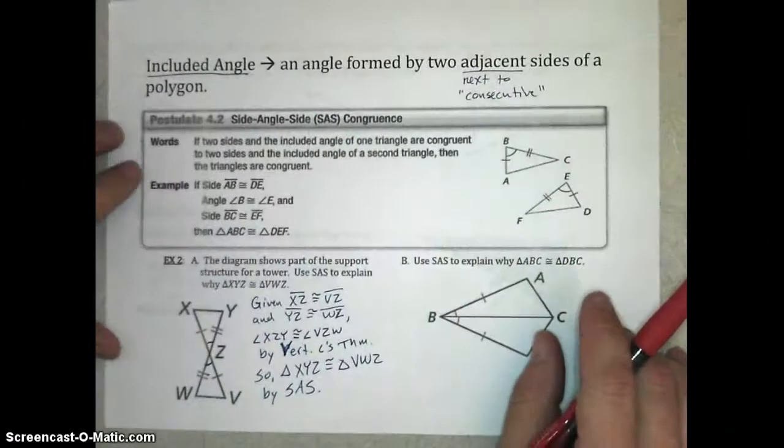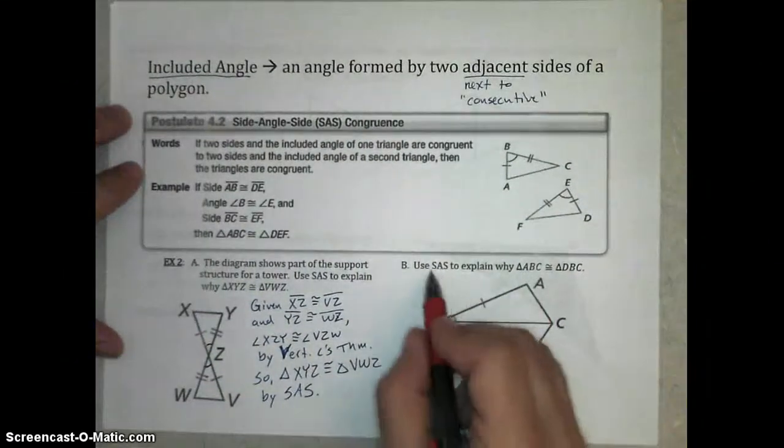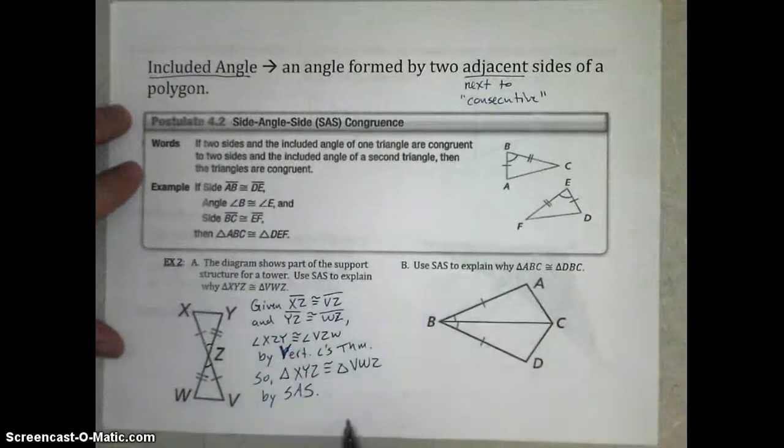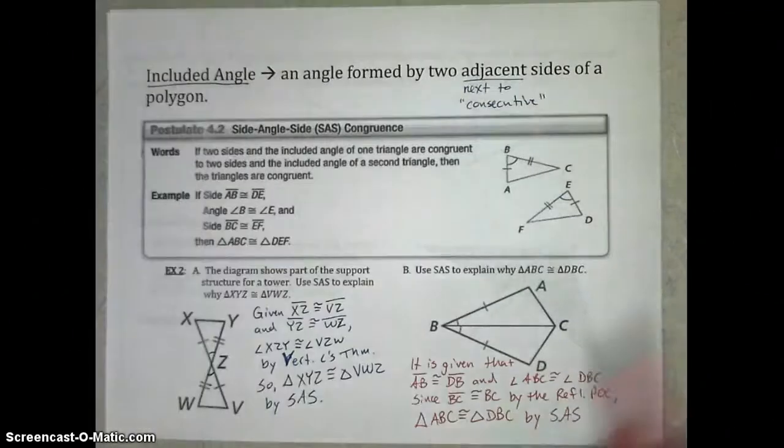So why don't you try and write that explanation of why these triangles are congruent using side angle side. Again, use this process as your guide. Alright, if you need more time, go ahead and pause the video. Otherwise, this is what we should have. It is given that AB and DB are congruent and angles here at B are congruent, and by the reflexive property BC is congruent to itself, so triangle ABC and triangle DBC are congruent by side angle side.